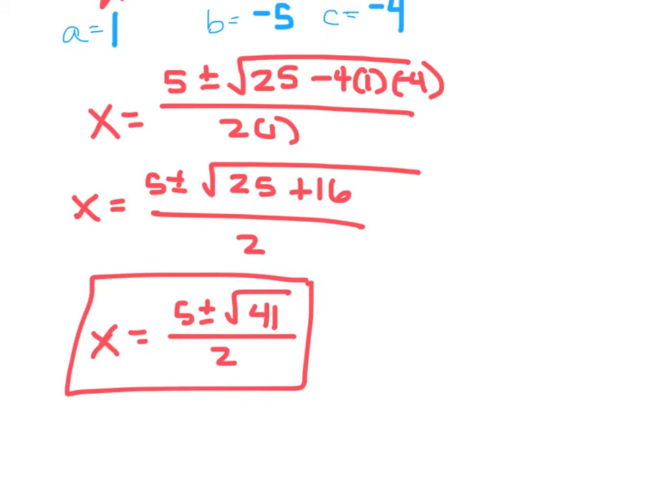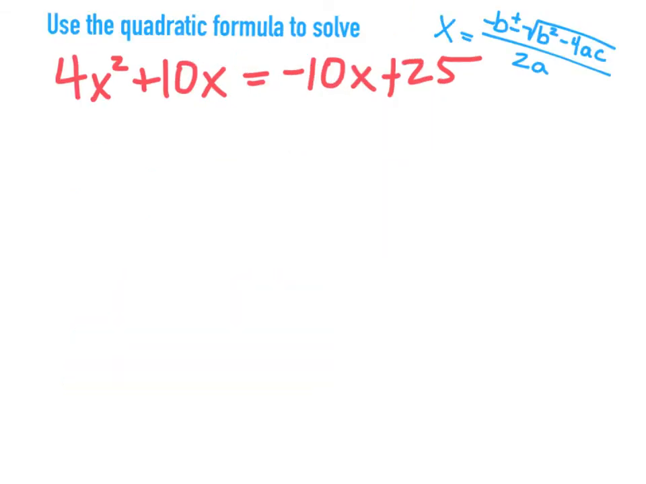Alright, let's do it again. Alright, so here we have 4x squared plus 10x equals negative 10x plus 25. Well, the very first thing I need to do is set everything equal to 0, because remember, y equals 0 at an x-intercept. So I'm going to add the 10x and subtract the 25. So I have 4x squared plus, now it's 20x, minus 25 equals 0. So now I can plug them all into the quadratic formula to solve for x.